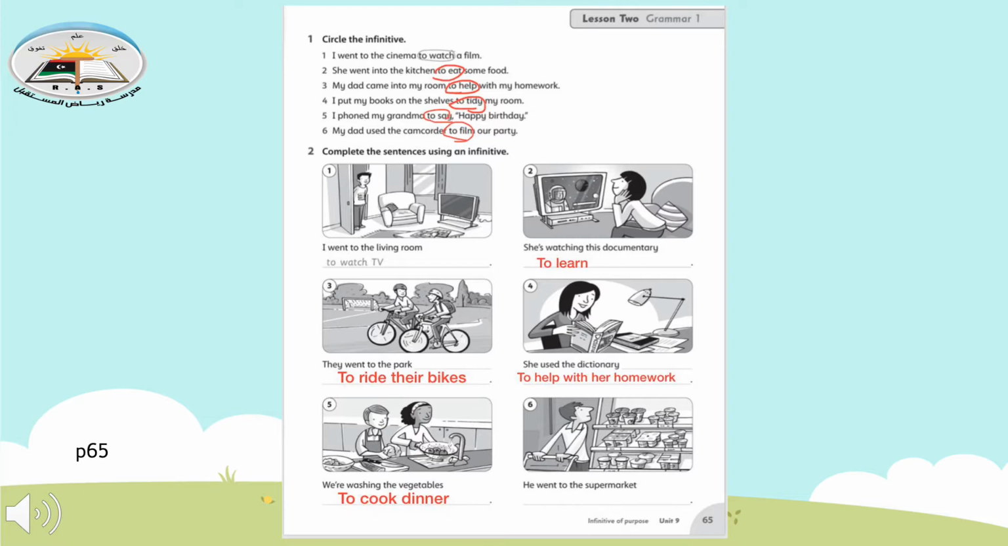Okay, now we have number 3. They went to the park. The answer should be to ride their bikes. After that, we have number 4. She used the dictionary. The answer should be to help with her homework.